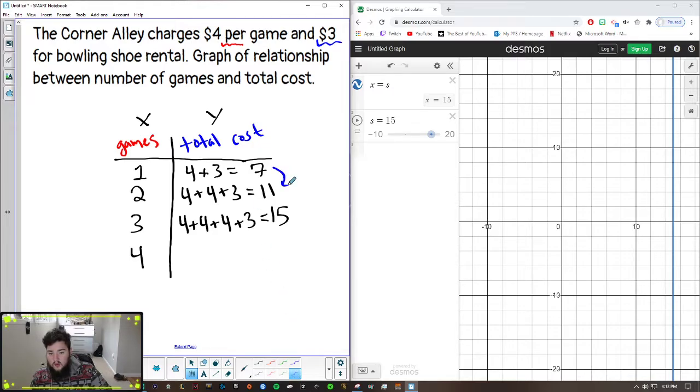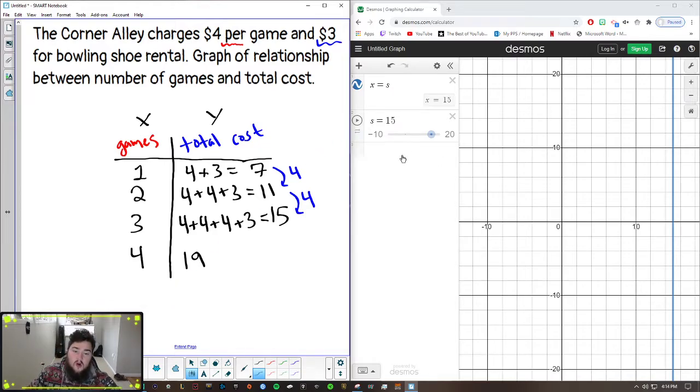Now we could keep going all day, but what do you notice? How much is this going up by each time? 7 to 11 is 4. 11 to 15 is 4. So if you had to guess, what would be our next cost for 4 games? Well, if we're going up by 4, it's going to be $19. And we could keep going and going, but I think we have enough.